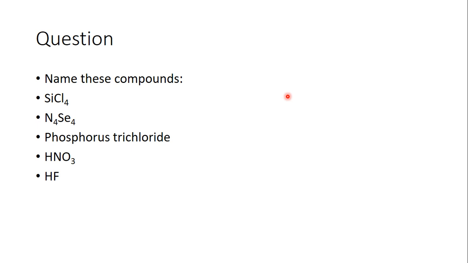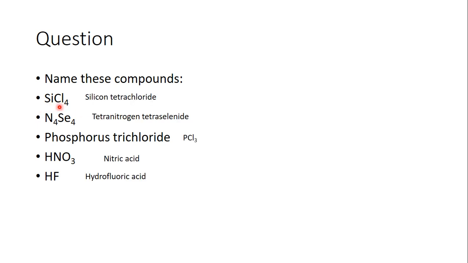Alright, let's take a look at these. So our first is silicon tetrachloride. 1 silicon, 4 chloride, silicon tetrachloride. Next we have tetranitrogen tetraselenide. So nitrogen 4, selenium 4, so it becomes selenide. Phosphorus trichloride. So 1 phosphorus, 3 chlorines. We have an H in front, so it's an acid, and NO3 is nitric acid. Now here's a binary acid, HF, so it'll be hydrofluoric acid.